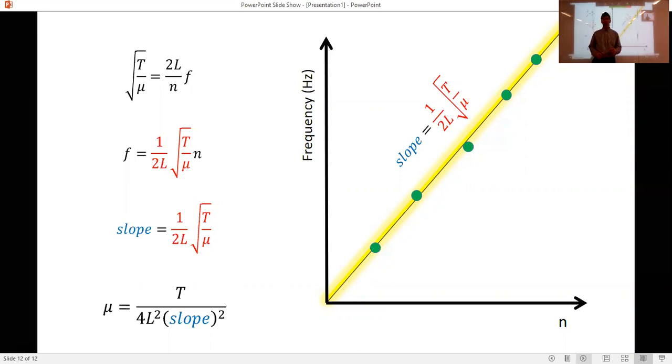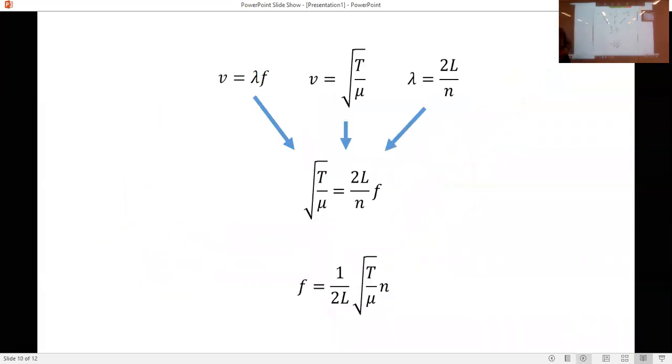That's basically it. And again, the whole idea of this experiment is you're really testing these 3 equations right here. If this is valid, this is valid, this is valid, your measured value for mu should compare well with your experimentally determined mu that you got from the 2 slopes. All right?